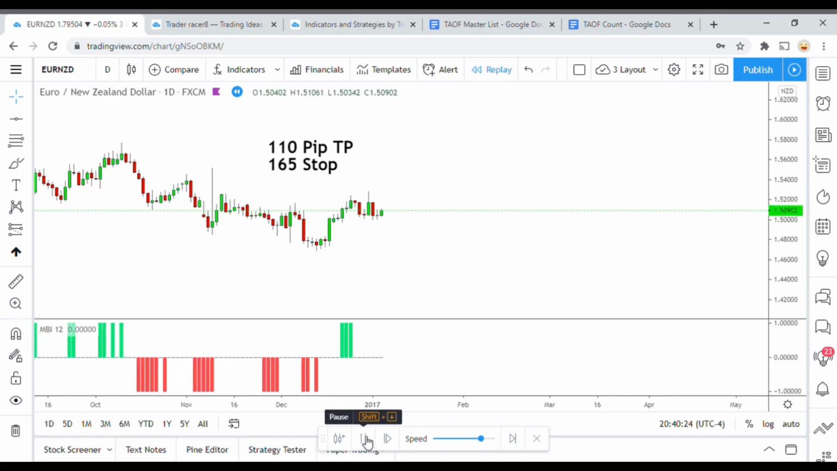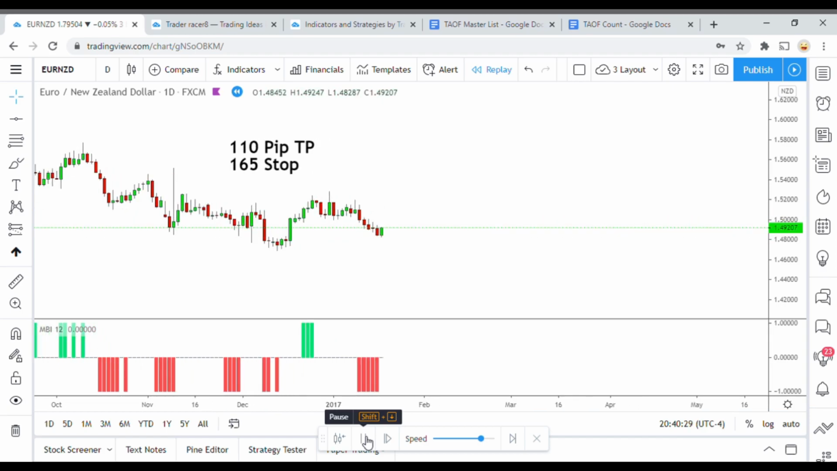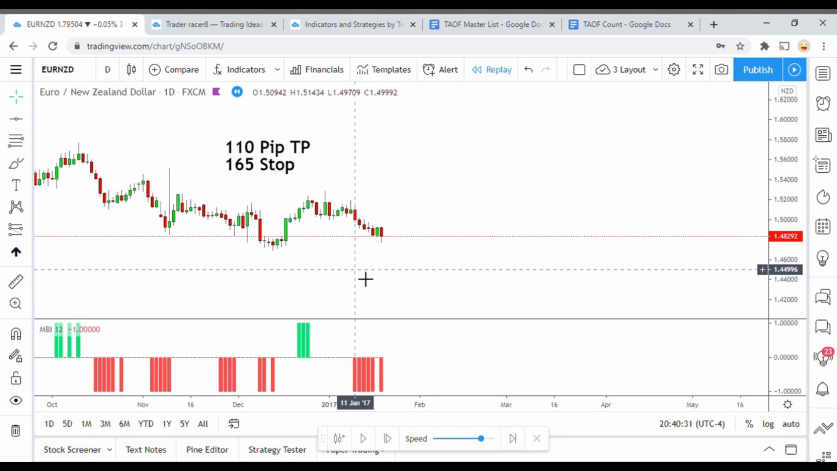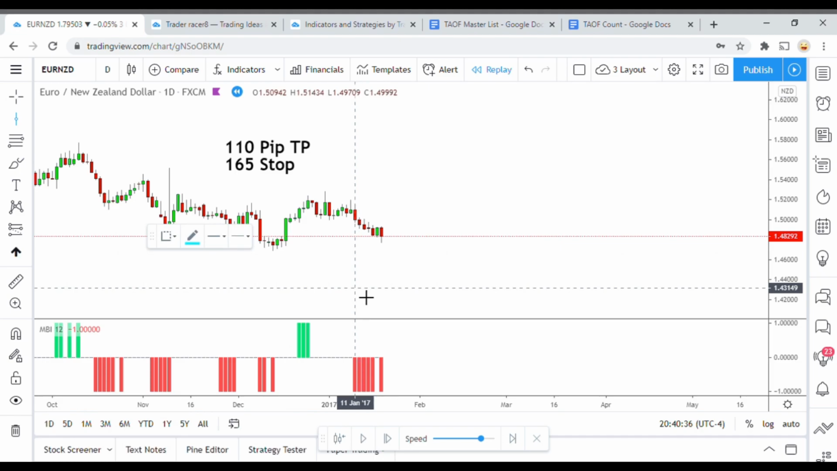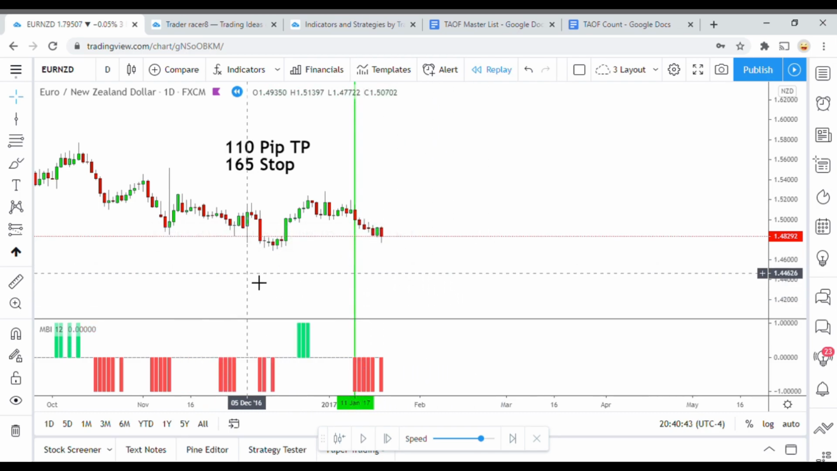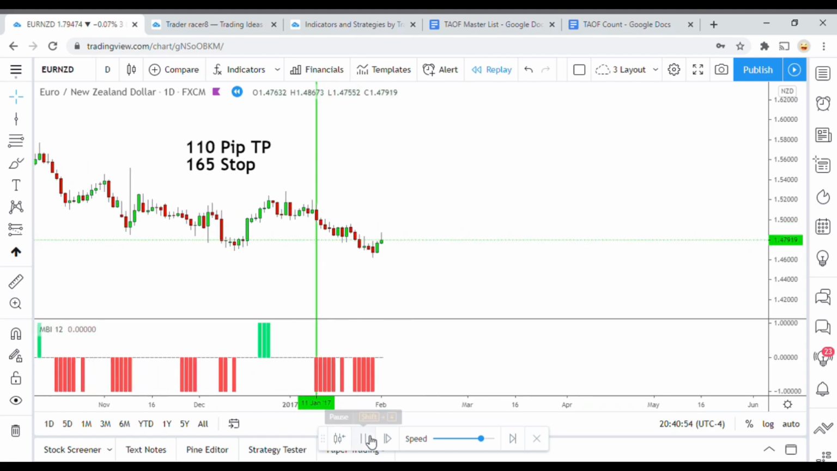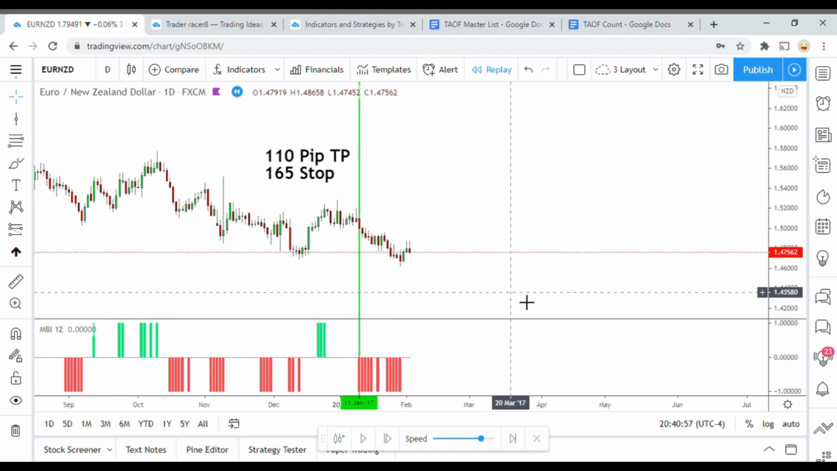Let me speed it up here just a little bit more. There we go. All right, we are plugging along. There we go. We get our first signal right there. That is a short signal, and it does work out in our favor. Good, good. First signal and first win. Let's plug along here, see what else we can get.